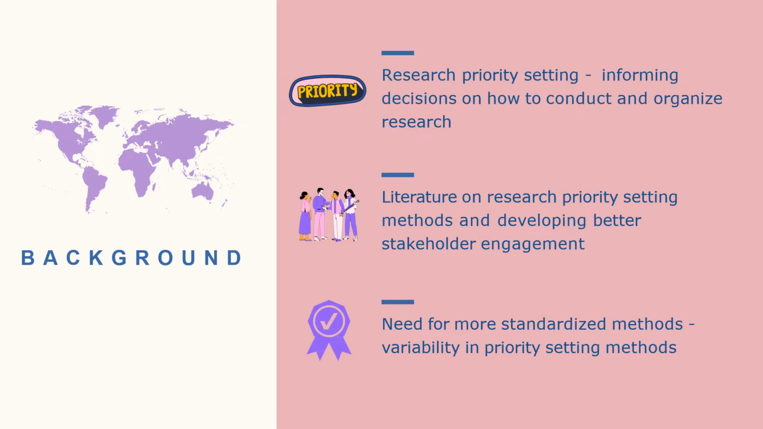Evidence-based approaches have become a key part of informing decisions on how to conduct and organize research. This includes how to set priorities for research, which is a political and social process that is informed by the views and experiences of the stakeholders, along with available data and information. There's been a proliferation of primary literature on the conduct, evaluation, and reporting of research priority setting, as well as a subsequent increase of systematic reviews focusing on those areas.